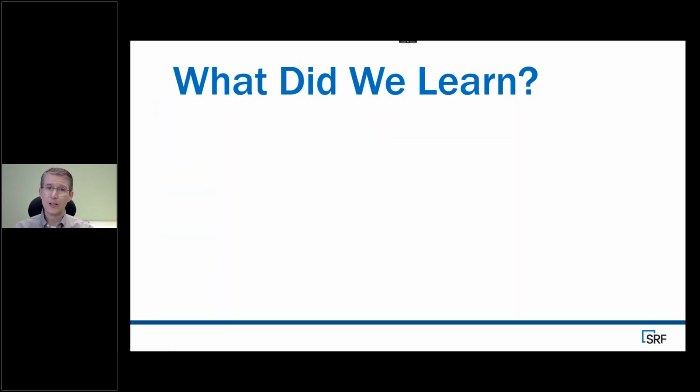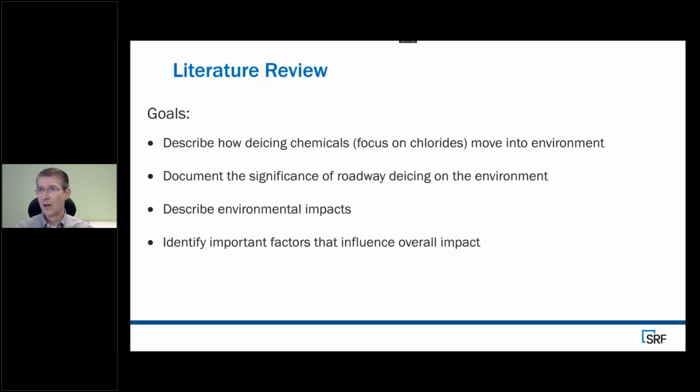What does any of it mean? What did we learn? The literature was really interesting. We set out a few things that we wanted to get out of this effort, including how de-icing chemicals actually move from the roadway into the environment. What are the mechanisms, and how far do they travel? What is the distance from the road you need to be concerned about when you're conducting this analysis? Then document the significance of de-icing. In other words, what are the impacts that it has on the environment, and how severe are those?